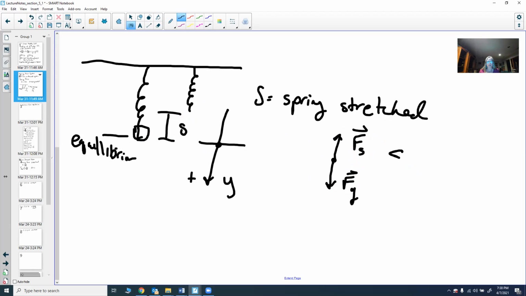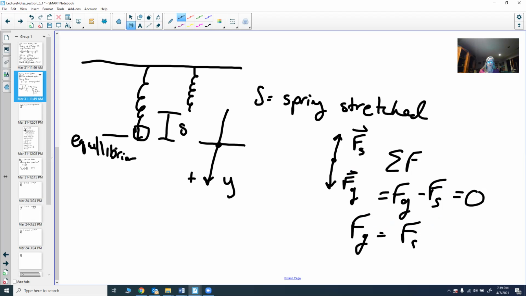Newton's second law tells us that the sum of the forces would be the force due to gravity, which is down, which we're calling positive down, minus the force of the spring, which would be up, because it's the opposite direction. Because nothing's moving, it's just sitting here, that's going to equal 0. So the force due to gravity is equal to the spring force. They cancel each other out.